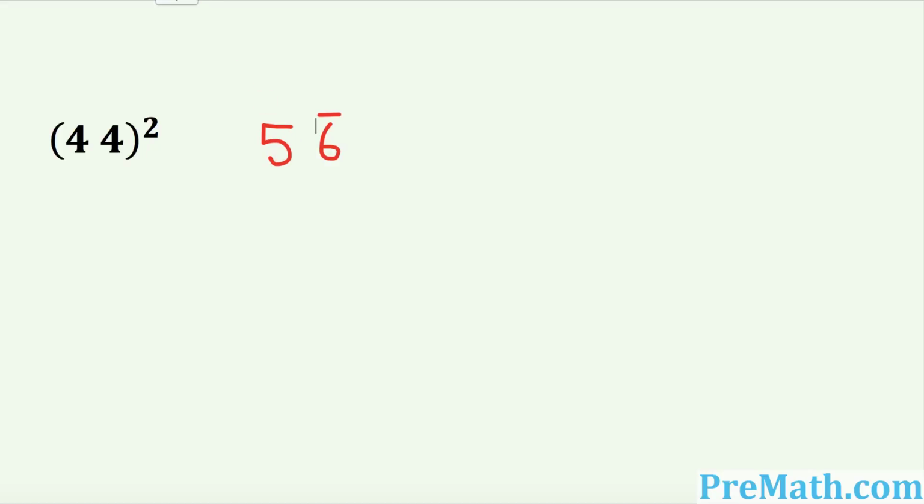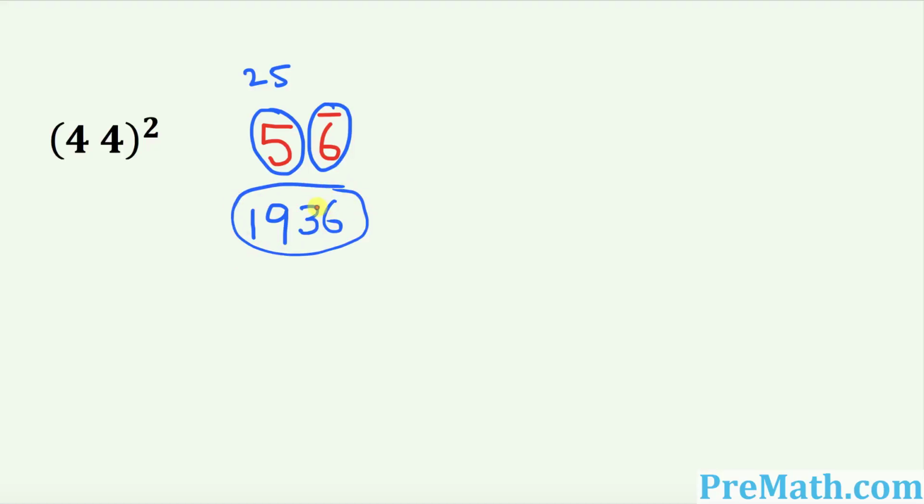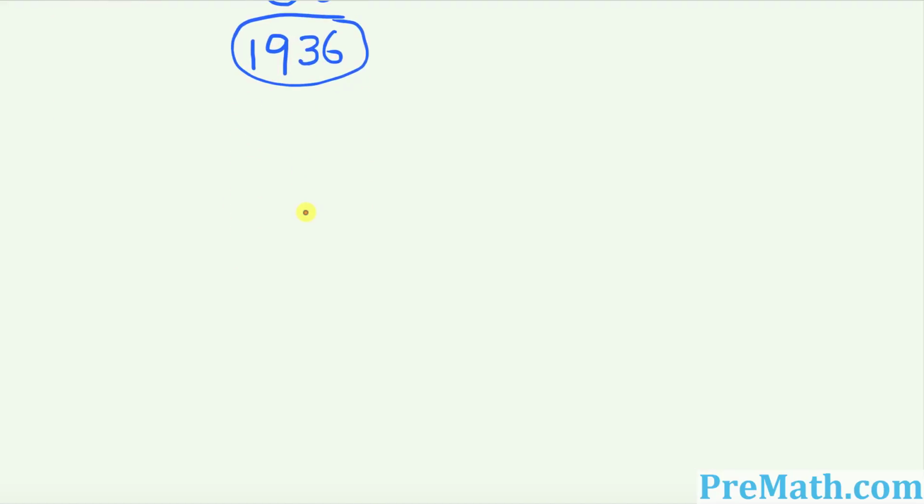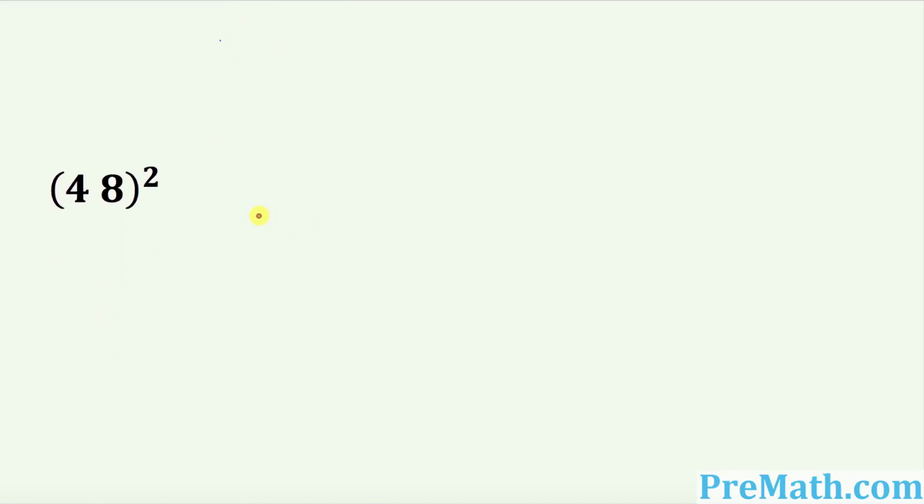So let's go ahead and take the square of 5, which is 25. Now I want you to subtract 6 from it. 25 take away 6 is going to be 19. Now I want you to take the square of 6, which is 36. So your complete answer is 1936.